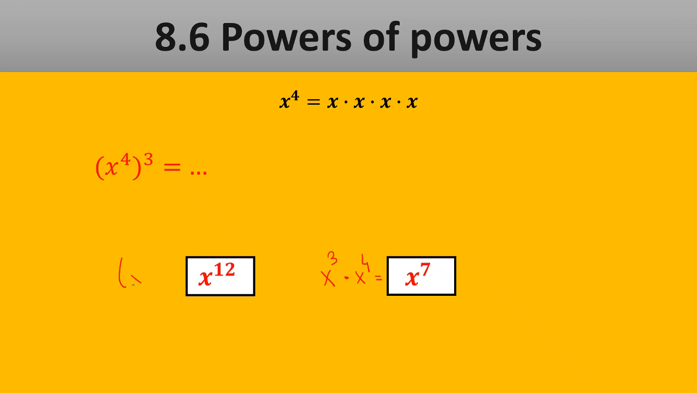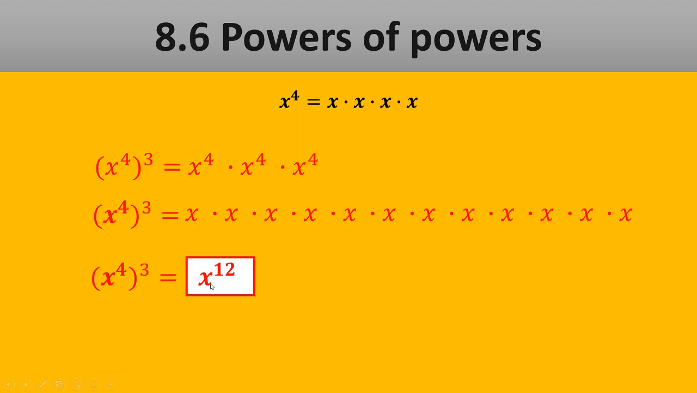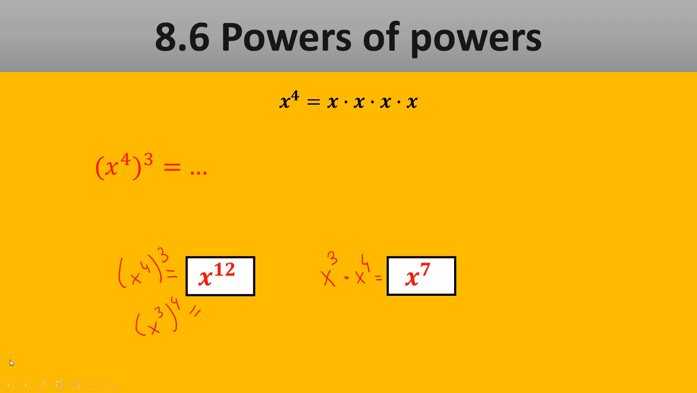But this is a different question. And that's actually the same as this. It's also going to be x to the 12th power. Why? Let's check. The power of a power, yay, name of this paragraph. If you have a power of a power, you don't add the exponents, you multiply them. So here, in this example, 4 times 3 is 12. That's why this is also the same. 4 times 3 is 12, 3 times 4 is 12.